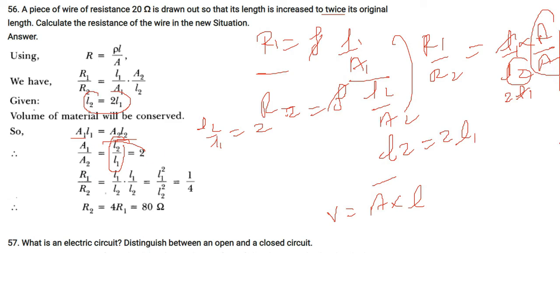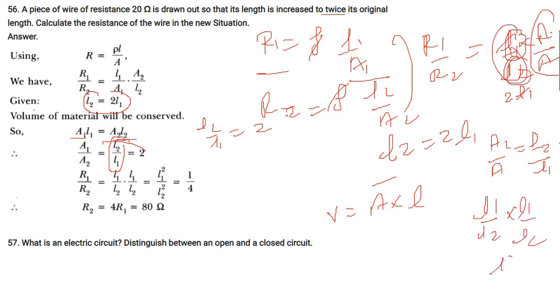So R1 by R2 is nothing but L1 by L2 into L2 by L1, that is, if I put A2 by A1 as the reciprocal, L1 by L2, and this was already L1 by L2. So we get L1 square by L2 square. And L1 by L2 is 1 by 2, so when you square it, it gives 1 by 4.